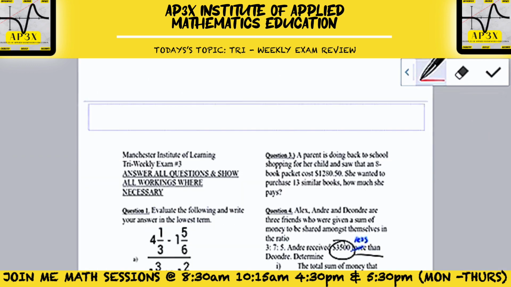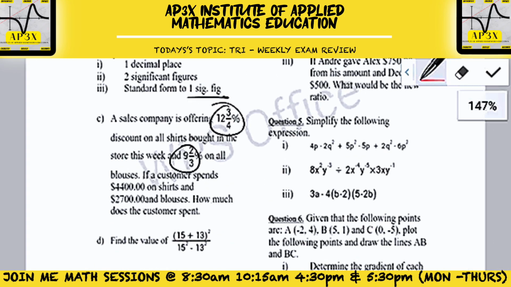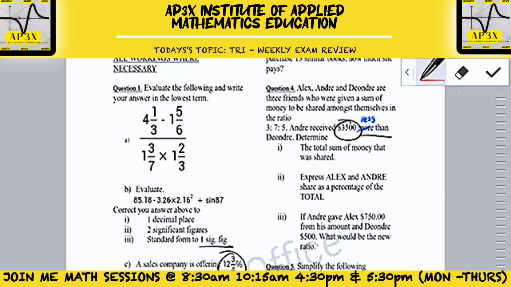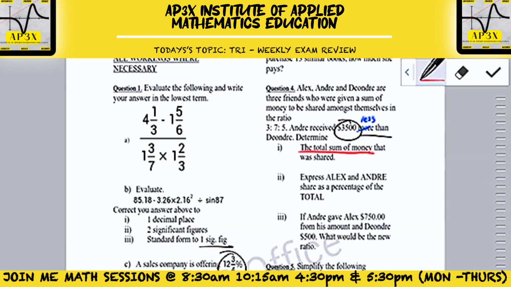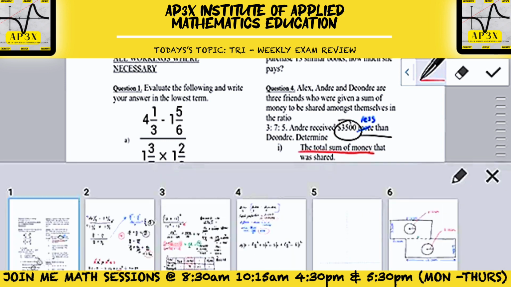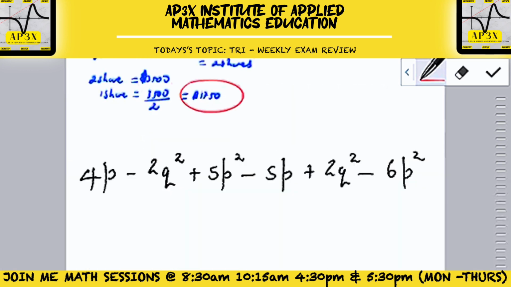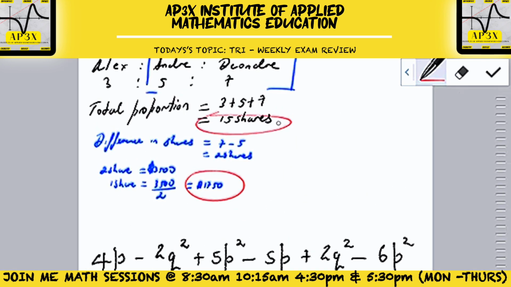So now that we have the value of 1 share, let's proceed then to looking at what it is that they have asked us to calculate here. So they have definitely asked us here to calculate the total sum of money that was shared. And as I had predicted, most likely they are going to ask that question more often than not. So of course what we're looking at here then is in fact that 15 shares is the total and one share is valued at 1750.